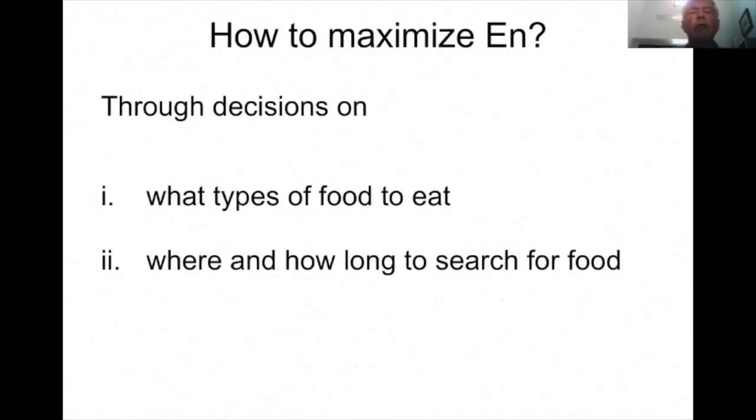So how does one do this? Circle back to what I said right at the beginning. By making the right decisions on what to eat and where and how long to look for food, all right? How to move around from patch to patch, and once you are in a patch, what to eat. Those are the decisions that one wants to make. And so we're going to talk about how we conceptualize those things and what we know about how consumers make those choices.